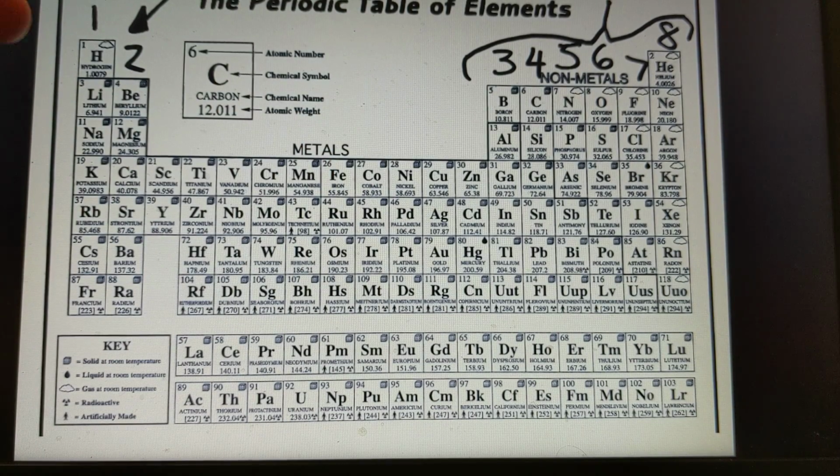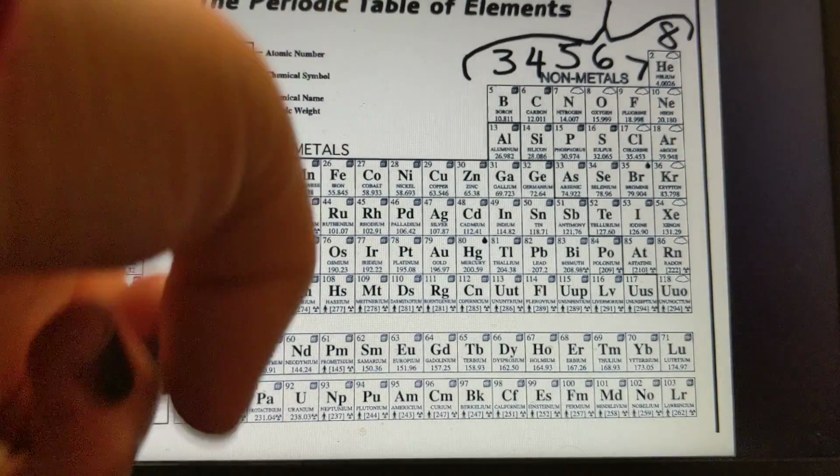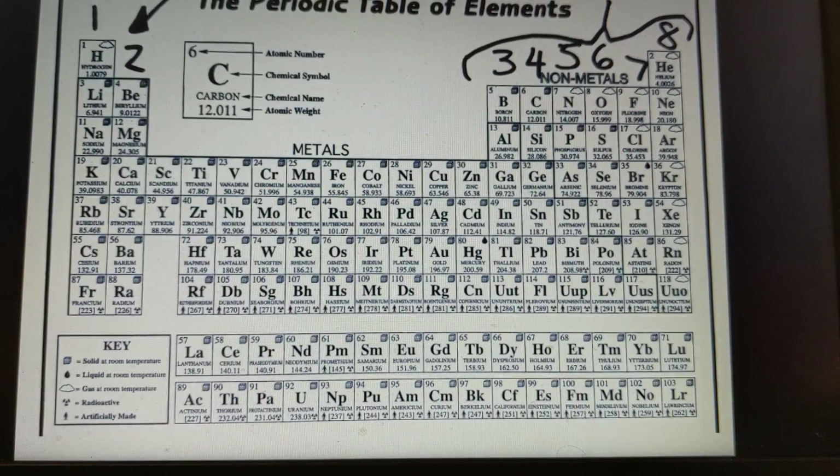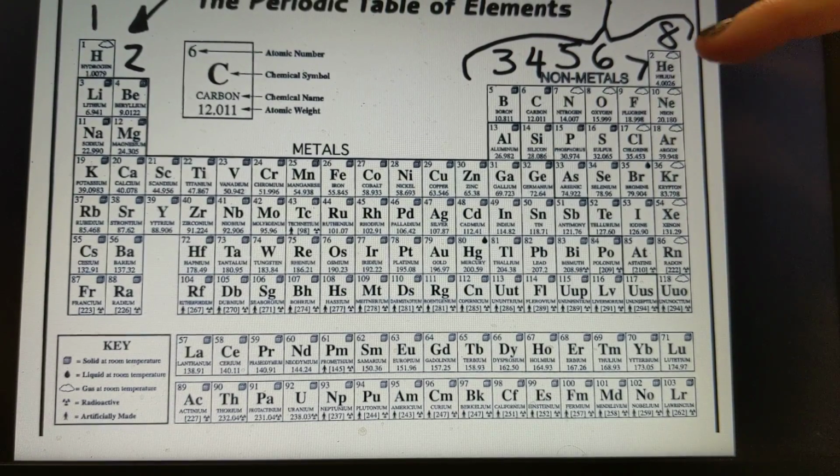octet as well. So the elements in this group tend to bond with the elements in group 7. The elements in group 2 tend to bond with the elements in group 6 to get that stable octet. And the exception here is, of course, hydrogen and helium, because when helium has 2 valence electrons, it has a full stable shell. So it's kind of like a weird exception to our octet rule.